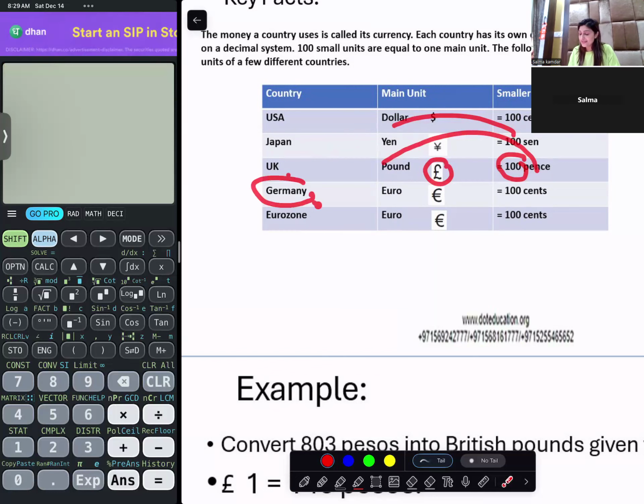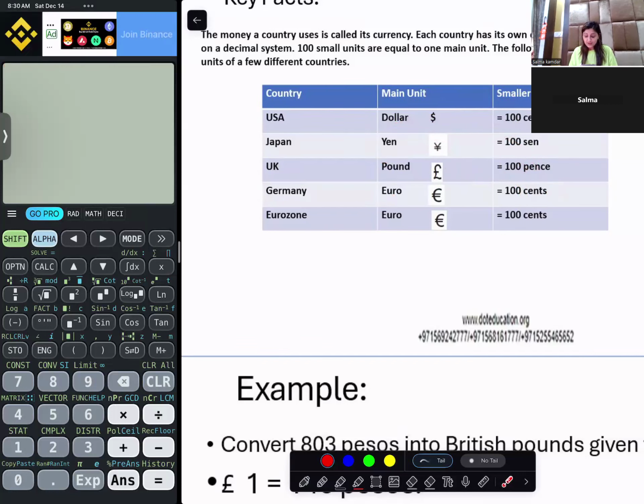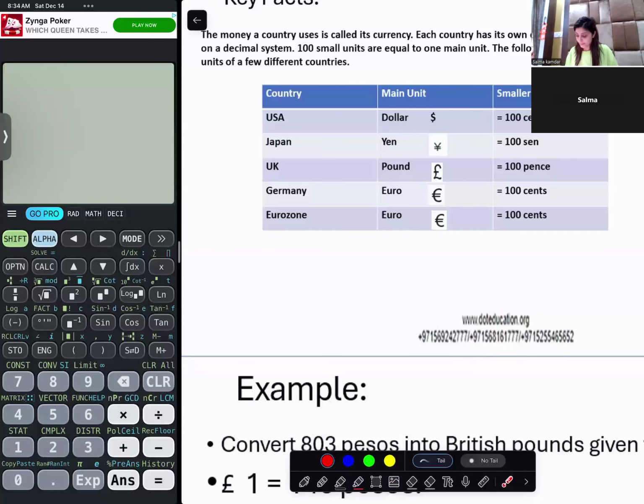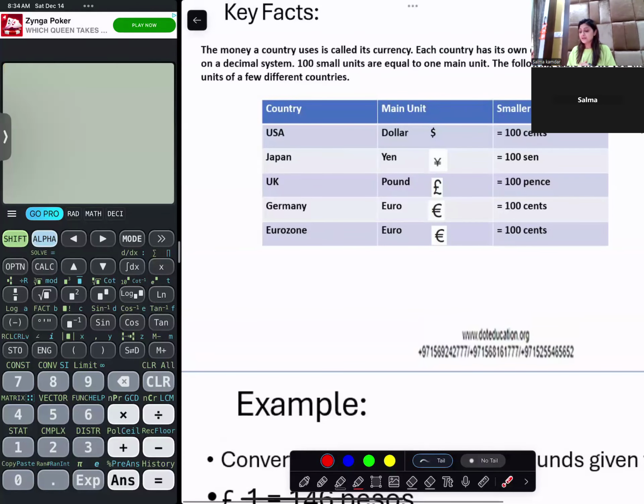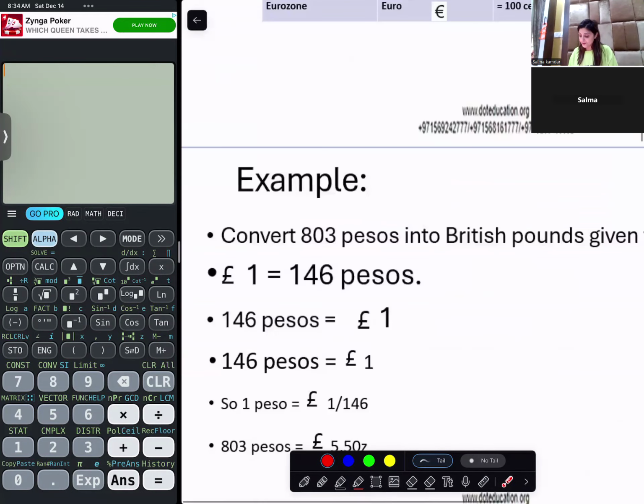For Germany, the currency is euro and the small unit is cents. 100 cents would make 1 euro. And for the Eurozone, the currency is also the euro, so 100 cents would make 1 euro. Eurozone applies to Germany. These are the currencies of different countries, and you should know that 100 small units would make one main unit.